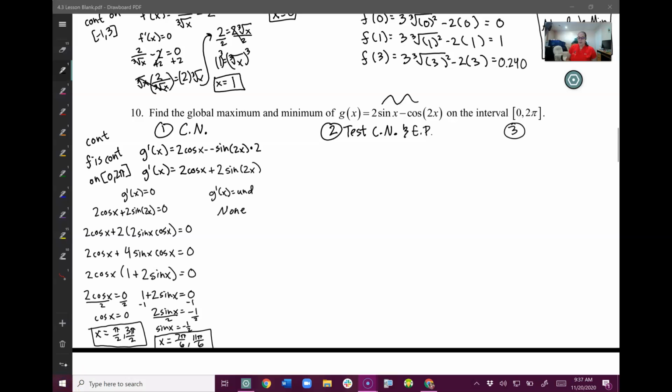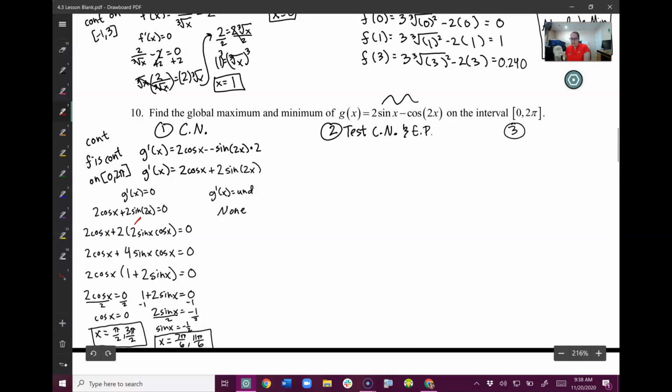So try this one on your own, and then come back and see how you did. Welcome back. Let's see how you did on your critical numbers step. So this one, we wanted to know where g prime of x equals 0. So first off, let's check your g prime and see if you got that right. You needed to do chain rule on the second part because it was 2x, so we need to times by 2. So we should have gotten 2 cosine of x plus 2 sine of 2x at the end. Now we want to do where it equals 0, so I set all this equal to 0.